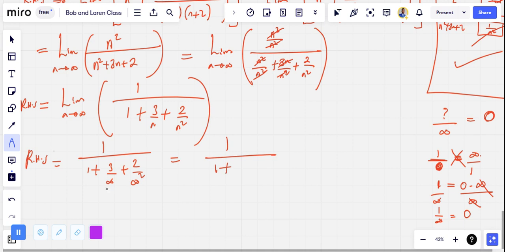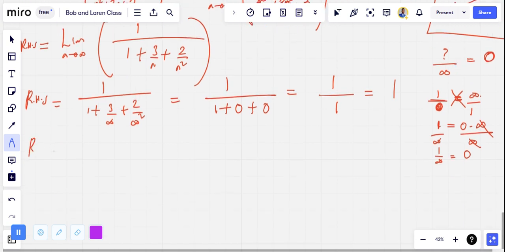So I'm left with 3 over infinity, anything like that is 0. Infinity squared is infinity, so 2 over infinity is 0. So that's 1 over 1 plus 0, that's 1. So I have it as 1. Therefore, you see, it's something really easy, but you must know how to solve this in a very fast way. So the right hand side is equal to 1.